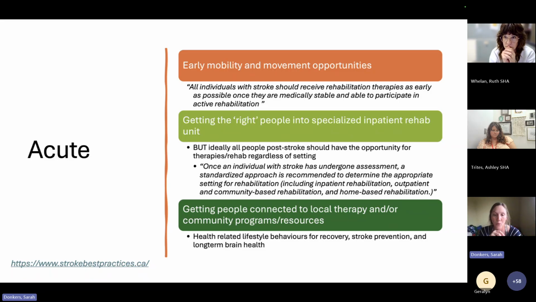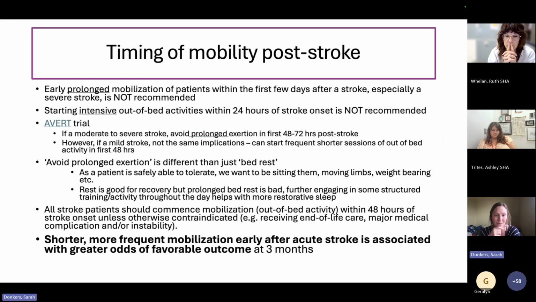And then we all have that role in trying to connect people to their local therapy or even their local community programs, because we're going to start screening and asking more about health-related lifestyle behaviors, and linking people to those supports for the brain health factor. This is what I was talking about. So research, the AVERT trial, looked at early post-stroke training, and they found that if people had a moderate to severe stroke and they were exerting themselves for prolonged periods, like over 10 to 15 minute periods within that hyperacute phase, then their outcomes were worse.